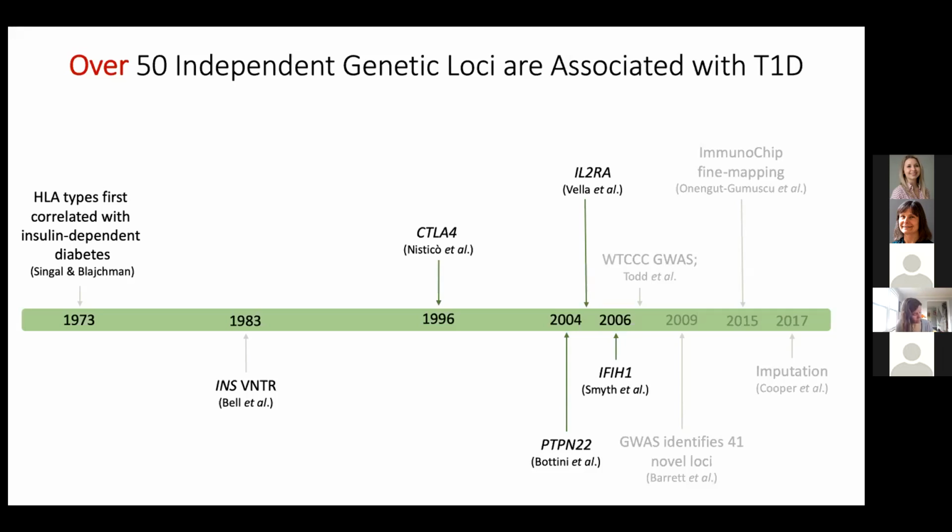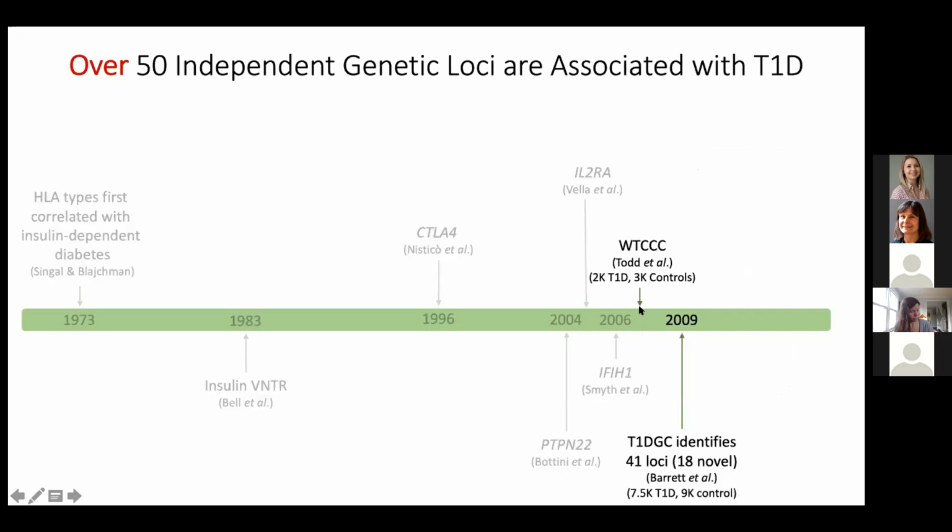With the advance in genotyping technology, the availability of large cohorts, and the cost of genotyping going substantially down, researchers were able to scan the genome on genotyping arrays and do genome-wide association studies. The first study with type 1 diabetes data was the Wellcome Trust Case Control Consortium in 2007, with 2,000 type 1 diabetes cases and 3,000 controls, studied along with other complex diseases.